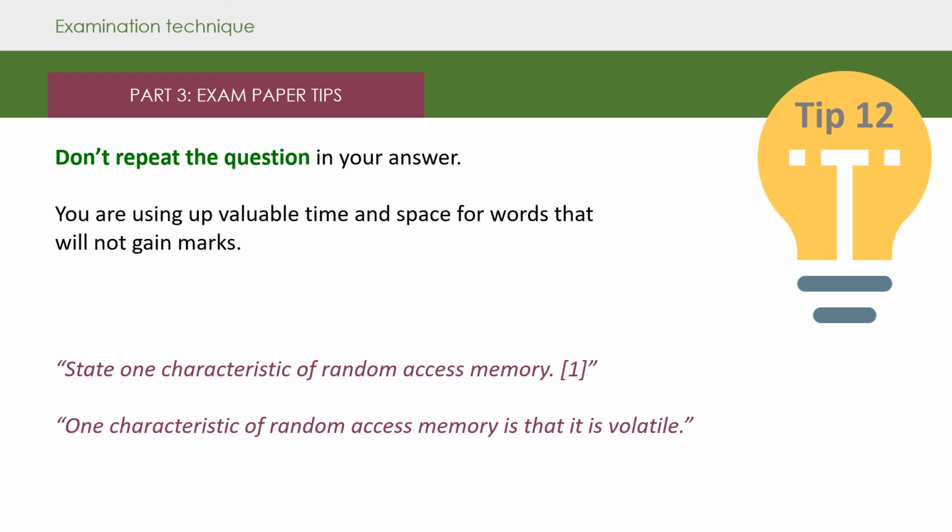And finally, tip 12. Don't repeat the question in your answer. You're using up valuable time and space for words that won't gain you marks. So if the question says state one characteristic of random access memory, it is okay for you to just write it is volatile. Don't write one characteristic of random access memory is that it is volatile. Be concise.